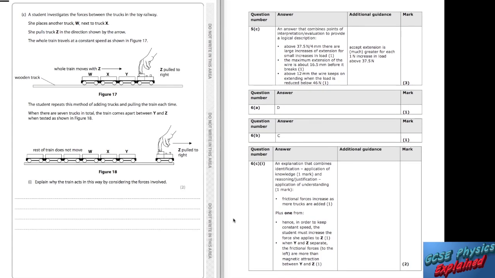And the answer is frictional forces increase as you are adding more trucks. So in order to keep a constant speed, the student must increase the force that she is applying to Z, because if there's more of a backward force, then you need more of a forward force. Now, as she applies the bigger forward force, Y and Z are going to separate, and that's because the frictional forces pulling to the left are more than the magnetic attraction can cope with.